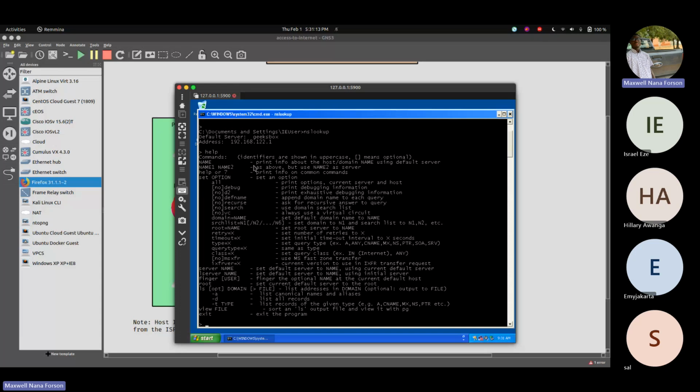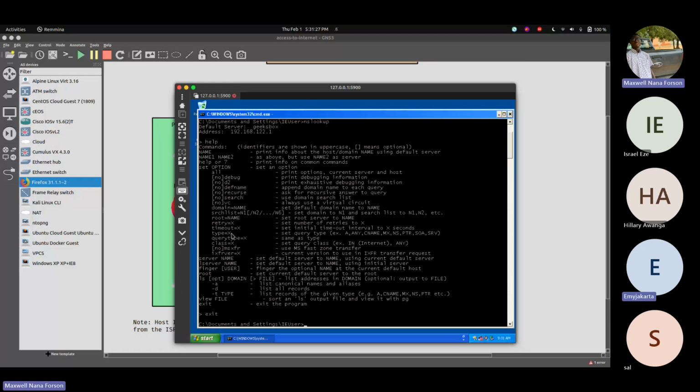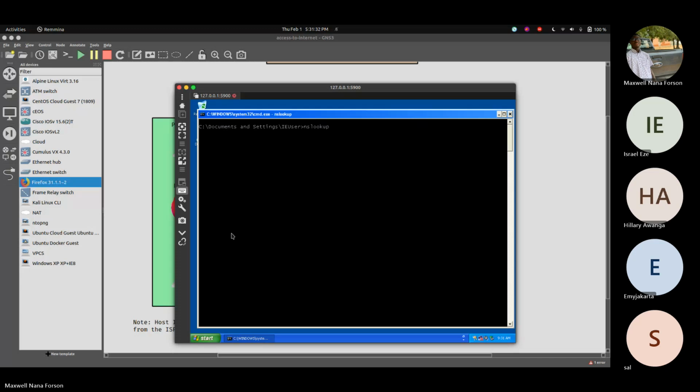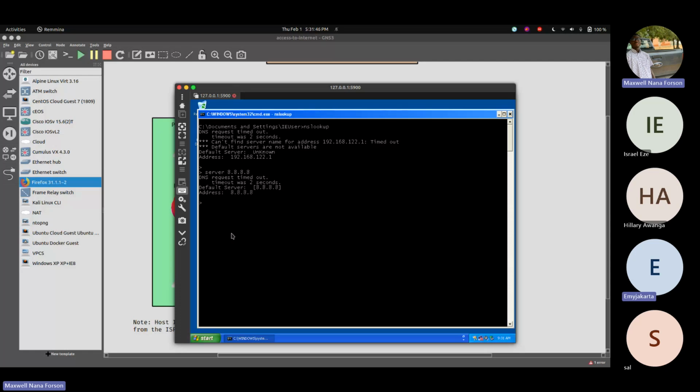What you can do is set the server name the way that you want it to be. You can either do it interactively, or write it directly from the command prompt. I'll go into it interactively. Here, I'll just say that the server is 8.8.8.8. This is the server that I want to use, the IP address for Google's DNS server.